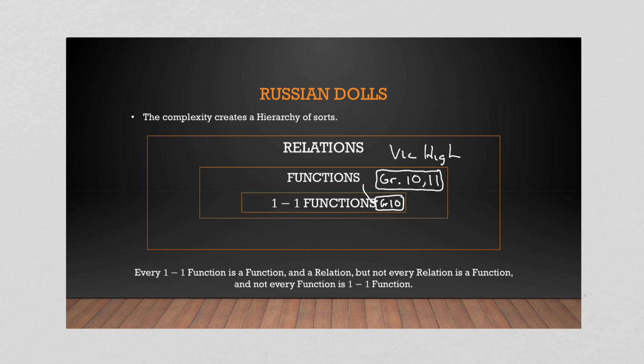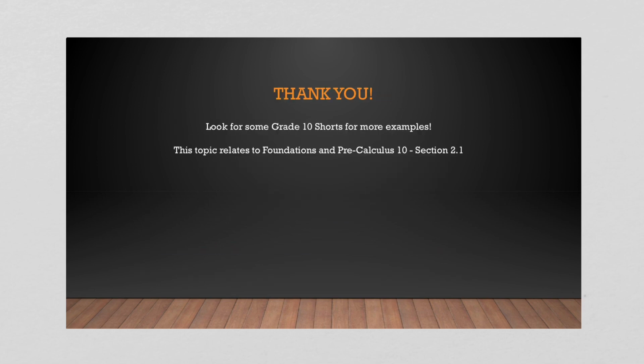Every grade 10 student is still a Vic High student. Every one-to-one function is still a relation, but not every Vic High student is a grade 10 student. So not every relation is a one-to-one function. So you can see the inverse existence there. So that's a short one on relations versus functions versus one-to-one functions.